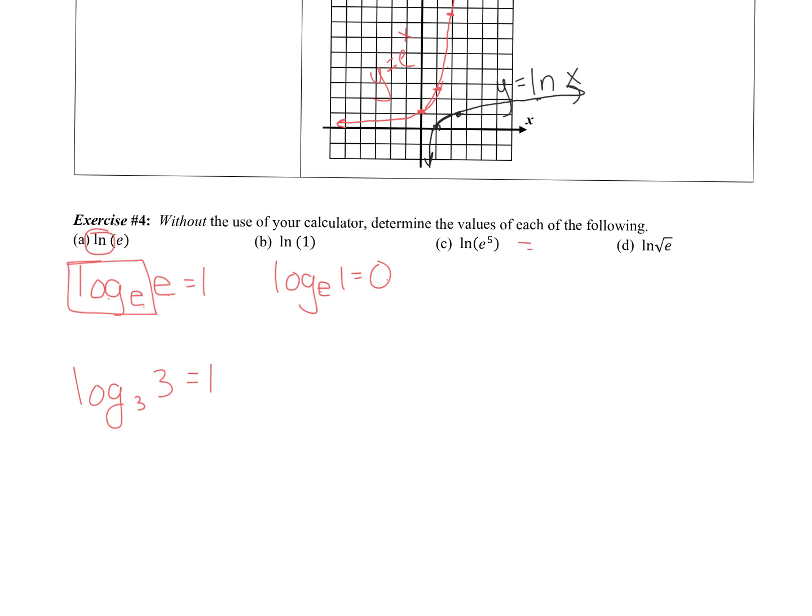The next one I'm going to do without rewriting. When I see ln, I know it means log base e of e to the 5th. So what exponent for e gives me e to the 5th? That would be 5. And what exponent for e gives me e to the square root of e? That would be the 1/2 power.